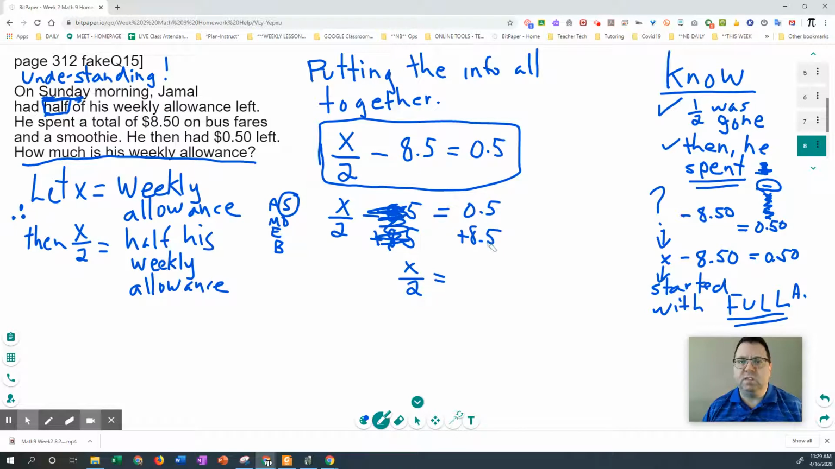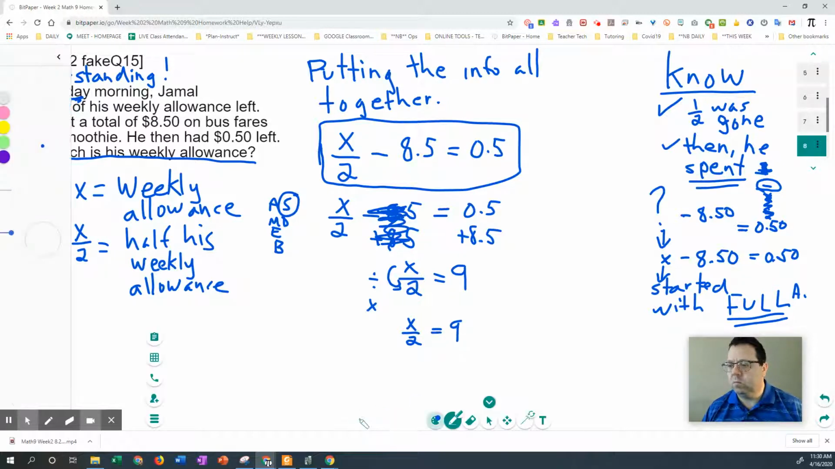Well, what happens when you have 50 cents and you add it to $8.50? You get an even $9. Now, let's examine the relationship of x over 2. Well, what's implied here? Fractions is division. So we have division here. What's the opposite of division? We're going to multiply. And what are we going to multiply both sides by? A 2. So let's rewrite this. X over 2 is equal to 9.